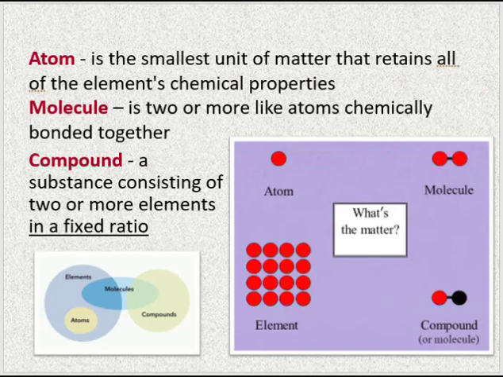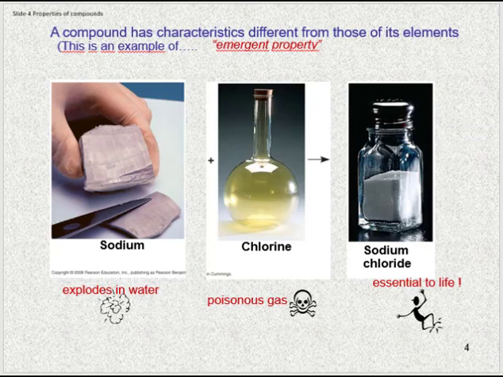And a compound is a substance consisting of two or more different types of elements in a fixed ratio. Now, the characteristics of a compound can be drastically different from those of the elements. Take, for example, sodium and chlorine. Whenever you add those together, you get sodium chloride, which is salt, which is essential for life. However, sodium alone explodes in water, and chlorine alone is a poisonous gas.